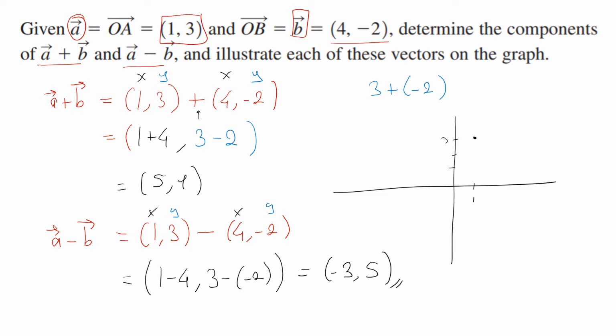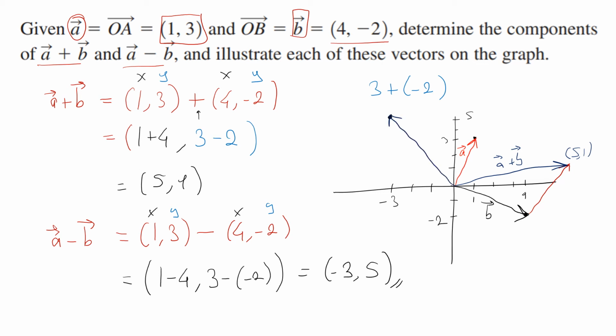So if I want to graph it, first I'll draw what the A vector looks like. So this is my A vector. This is going to be what the B vector looks like. So this is B. And if I add them together like we did before, adding A to B like that will give me the resultant vector A plus B right over here. And I found that A plus B has a value of 5 and 1, right on there. Now A minus B has a value of -3 and 5 in terms of coordinates, so it will look something like this. So this would be A minus B.